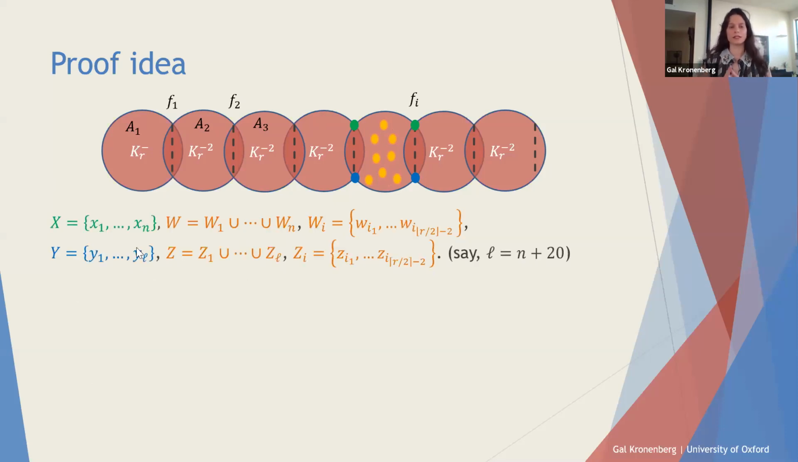So we want to think of the vertex set of our graph as the green, the blue, and the yellow. And the yellow I split into W, which will have the same number of vertices as the green, and Z, which will have the same number of vertices as the blue. Okay.